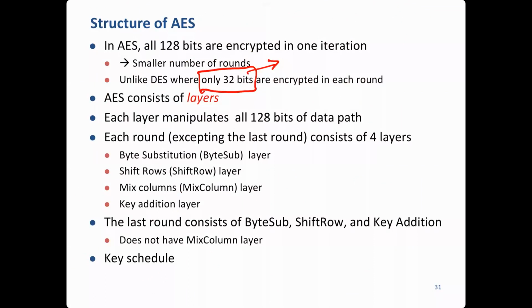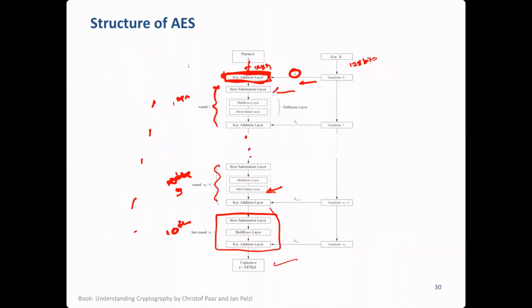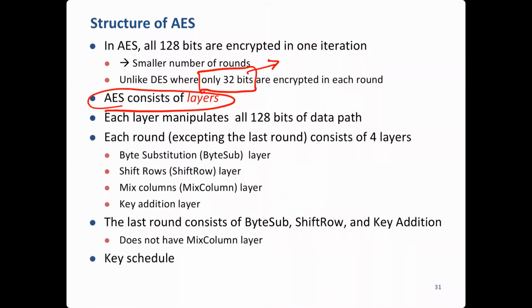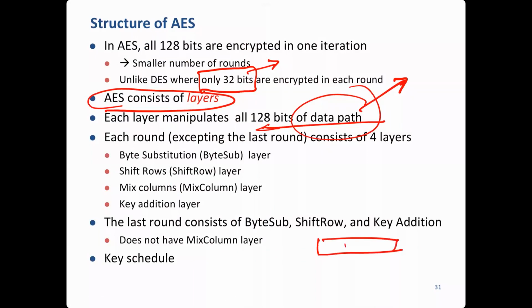So AES consists of layers. This functionality that we do, we call them layers. Each layer manipulates all 128 bits of the data path. Now, data path is a word we use in computer architecture in general. Data path is where you have data of 128 bits, it keeps moving, and at every stage we do some function, some transformation, but the same data moves further downwards. This is called the data path, how data traverses.